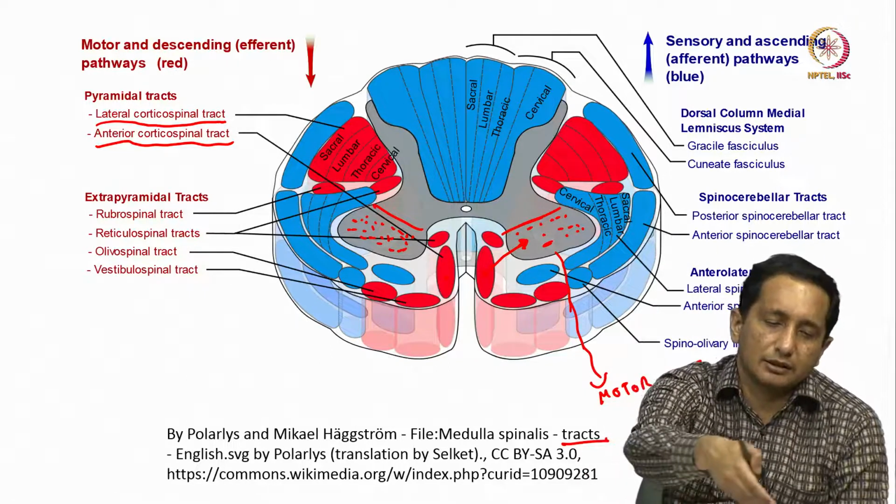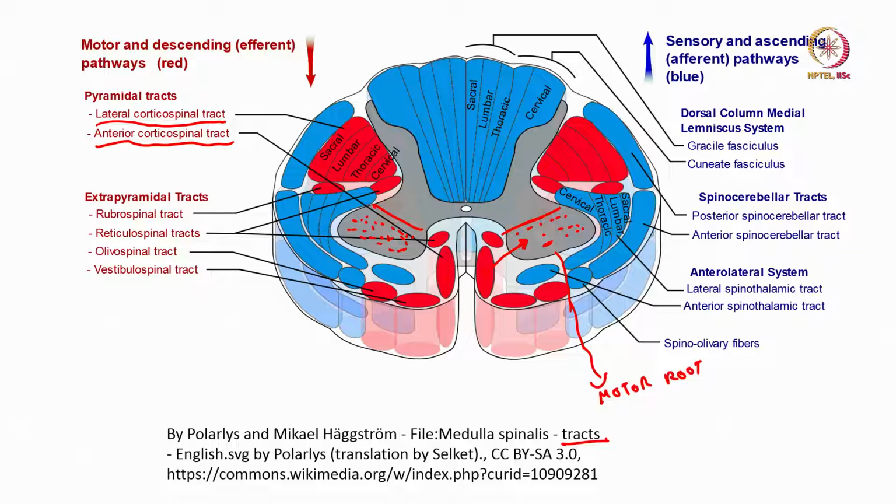The lateral corticospinal tract also goes into the anterior horn cells, and the anterior horn cells give out fibers which go into individual skeletal muscles and innervate them. Now, looking at the sensory, the sensations are touch, pain and temperature. Then there is something called proprioception.